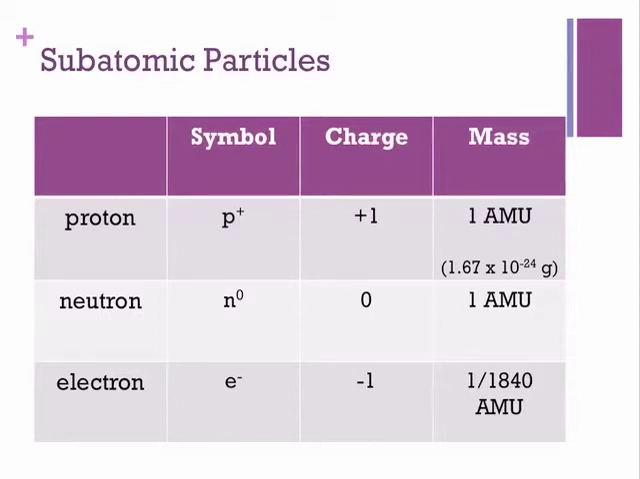For an electron, we use the symbol E with a superscript negative, because an electron has a charge of -1. But an electron has an extremely tiny mass. It would take 1,840 electrons to equal the mass of 1 proton or 1 neutron. So when we are finding the mass of an atom, we are only counting protons and neutrons. The mass of the electron is so tiny it just doesn't make a difference. It's like if you weigh yourself with your socks on or your socks off. It really doesn't change anything because the socks have very little weight.